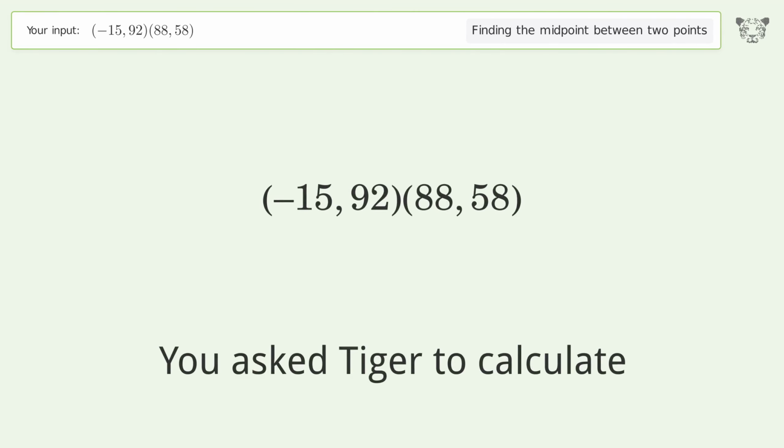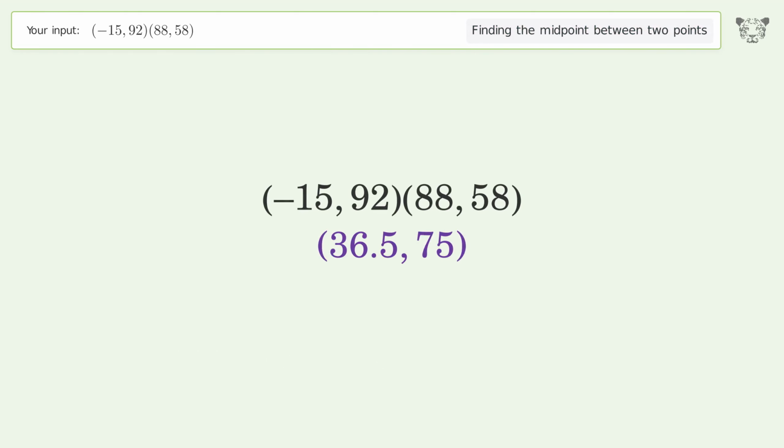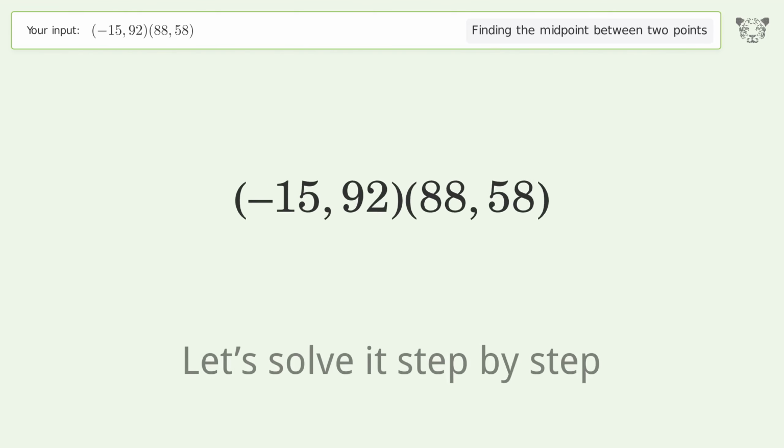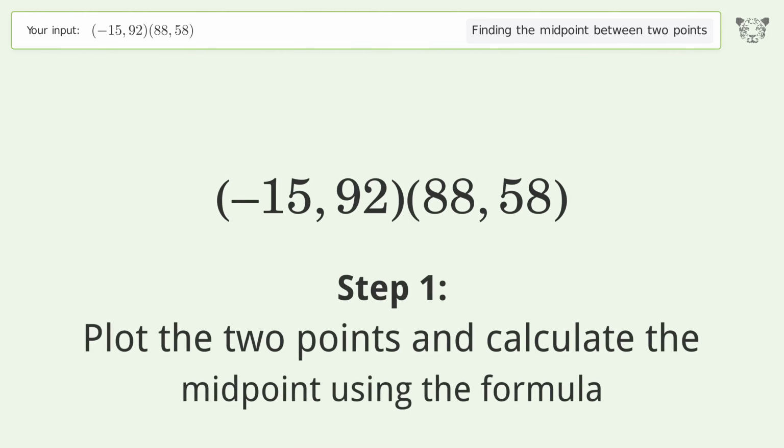You ask Tiger to calculate. This deals with finding the midpoint between 2 points. The midpoint between the 2 points is 36.575. Let's solve it step by step. Plot the 2 points and calculate the midpoint using the formula.